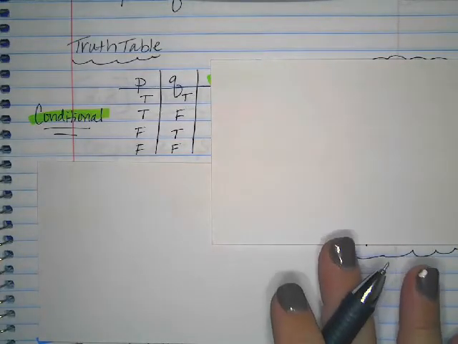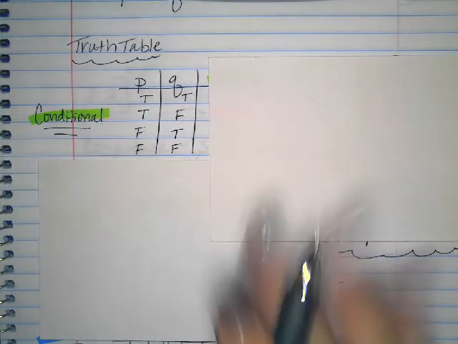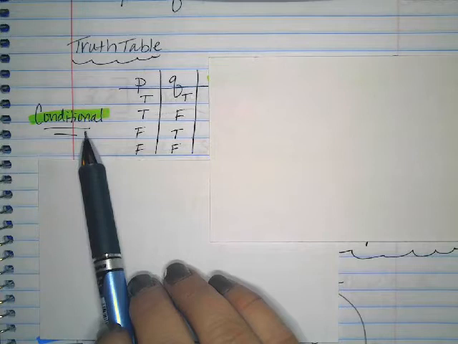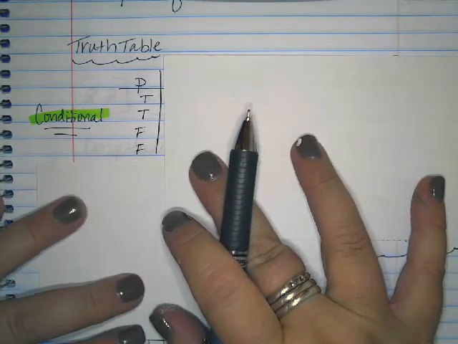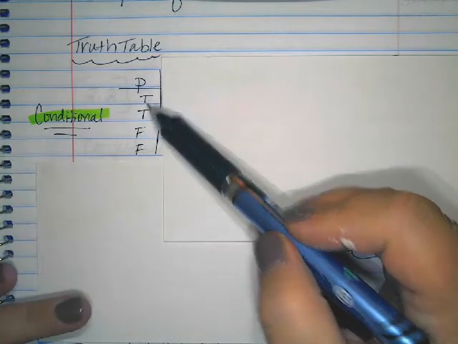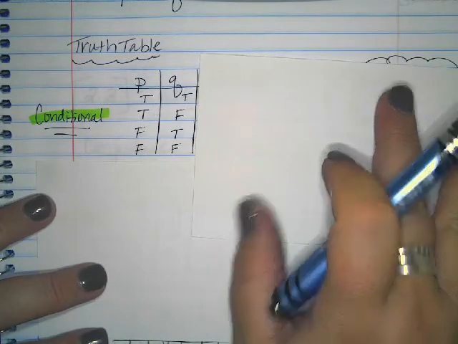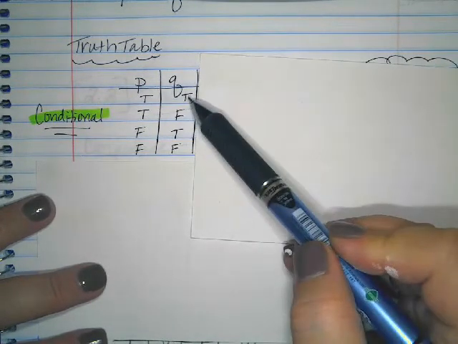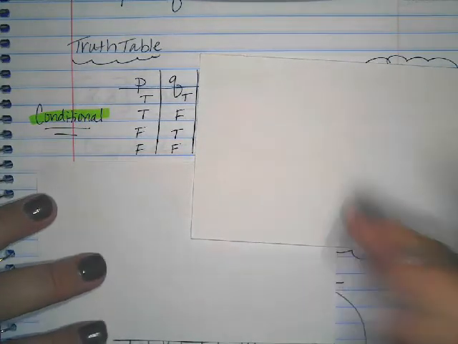Now for the last part of each of those statements, we're going to make truth tables. The first one we're going to make is for the conditional statement. We're going to make a column for the P, and the P, or the hypothesis, will always read true, true, false, false. And the Q, or the conclusion, will always read true, false, true, false. That's how all the truth tables will start.